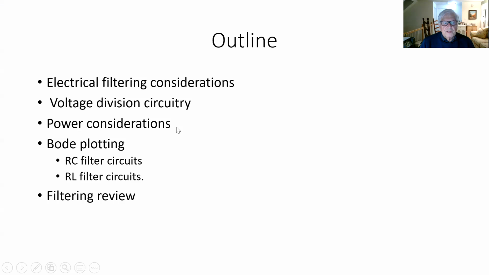And the results that we get when we start doing this are what we call Bode plots, B-O-D-E plots. Basically they plot filtering for RC filtering circuits and for RL filtering circuits. And finally, we'll go to a very quick filtering review of what we've learned just today.